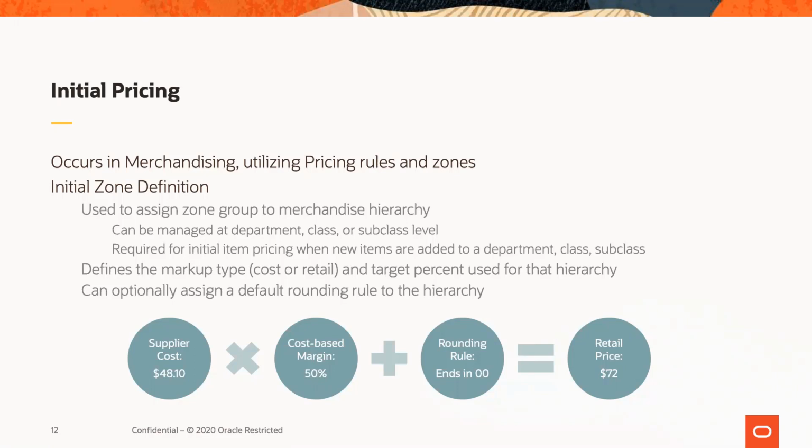So you can see here at the bottom an example of how that might work. If the supplier cost is $48.10, and they have a cost-based margin defined of 50% for that particular hierarchy, and a rounding rule of ends in, then it would result in a retail price of $72 for a zone.